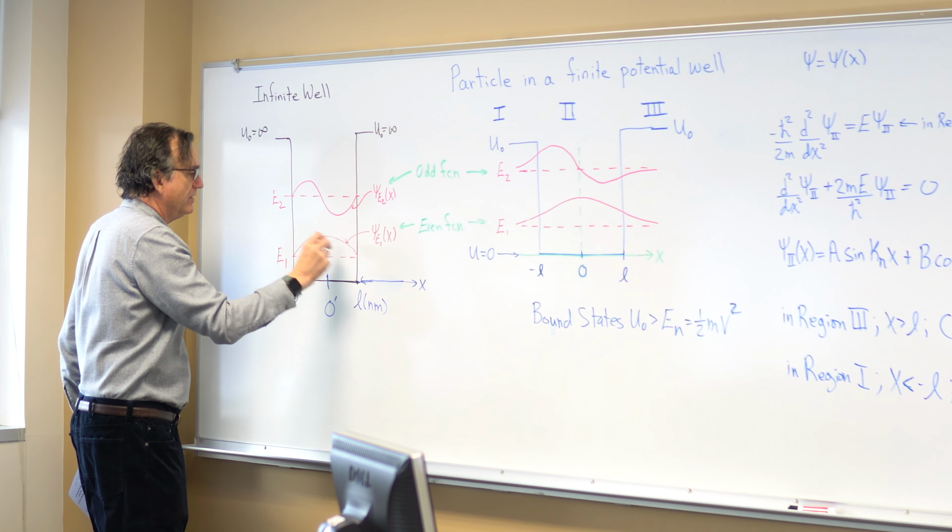Now, I also have a boundary condition on the right side of the box. So on the right side of the box, I'm going to have psi 2, the wave function in region 2, evaluated at plus L equal to the wave function in region 3 evaluated also at plus L. That will be my other boundary condition. Region 3 is on the right side of the box.